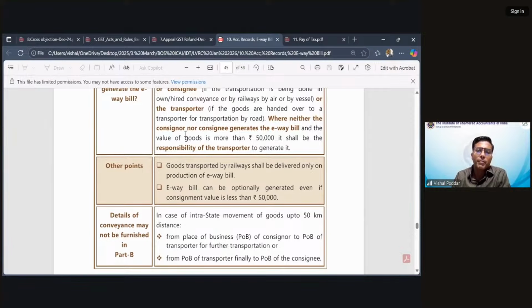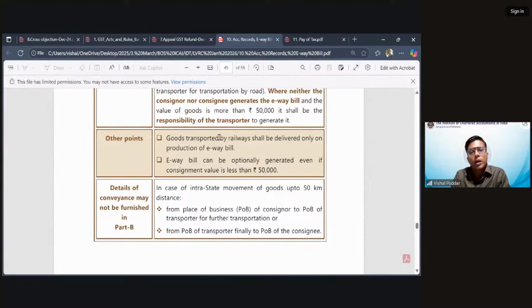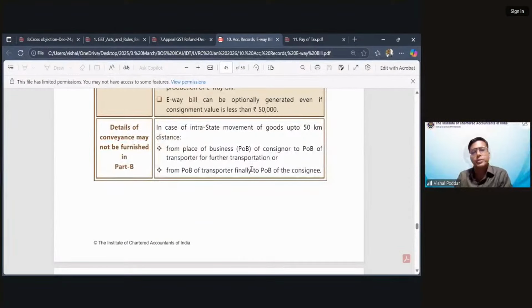Where neither the consignor nor the consignee generates the e-way bill and the value of goods is more than 50,000, it shall be the responsibility of the transporter to generate, because ultimately the transporter's vehicle will be intercepted and the transporter will have a challenge. Other points: goods transported by railway shall be delivered only on production of the e-way bill. An e-way bill can be optionally generated even if the consignment value is less than 50,000. So below 50,000, optionally also you can generate an e-way bill, the portal accepts.